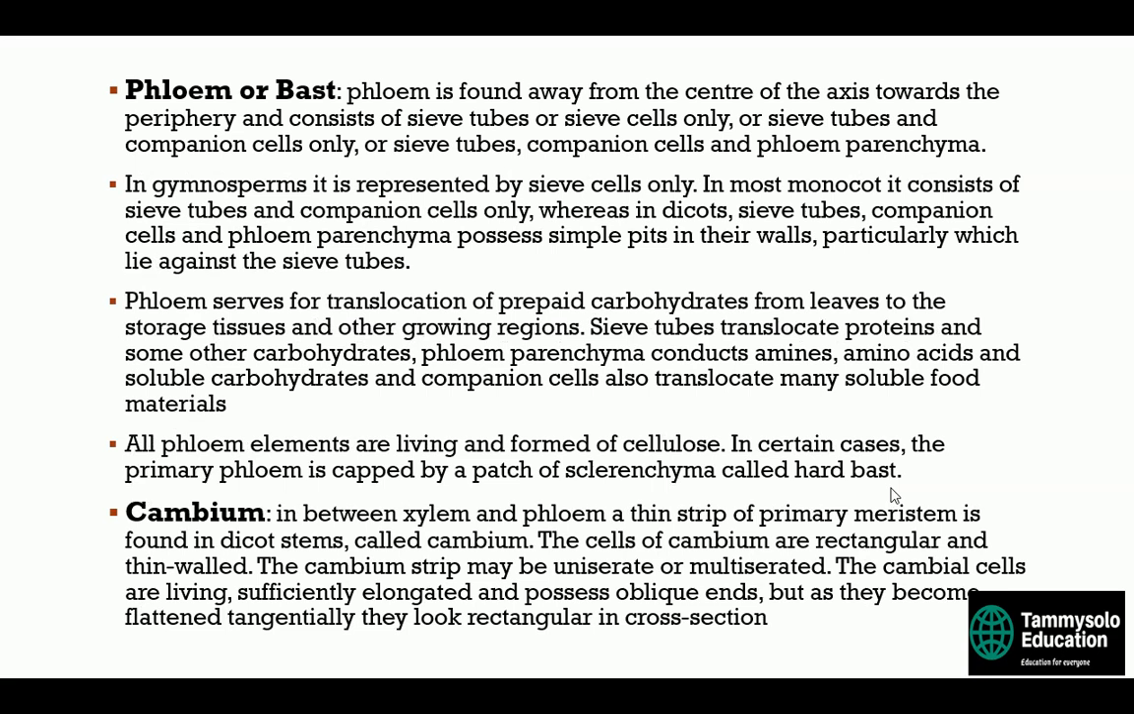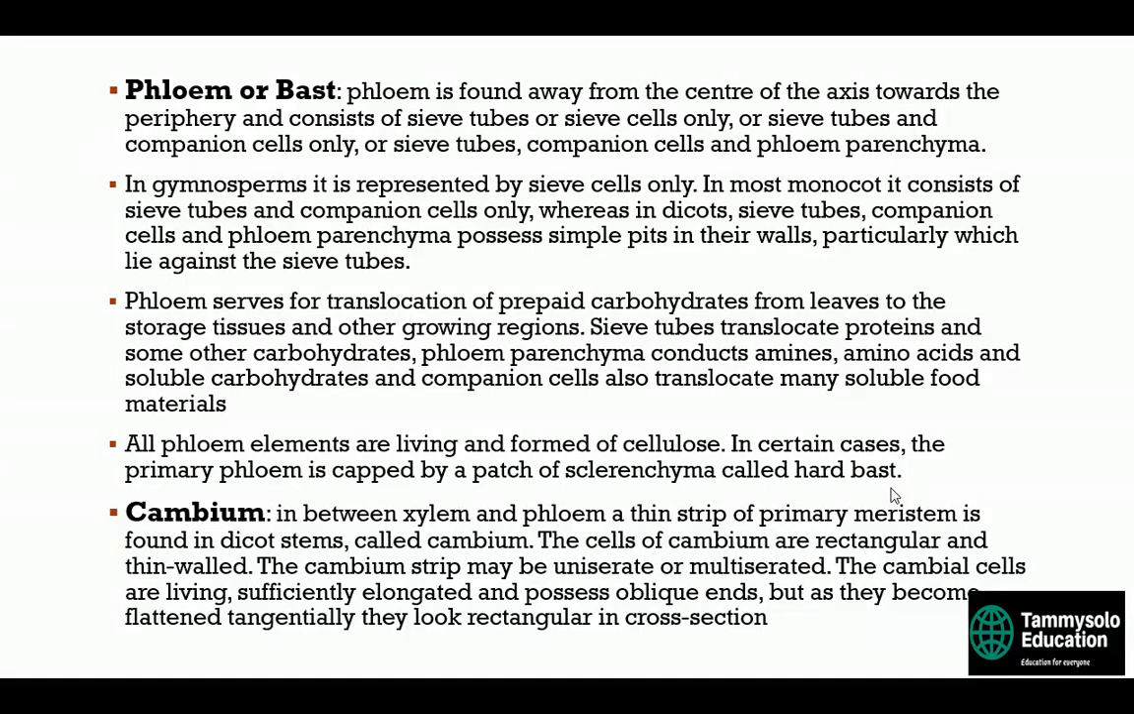Phloem or bast. Phloem is found away from the center of the axis towards the periphery and consists of sieve tubes or sieve elements only, or sieve tubes and companion cells only, or sieve tubes, companion cells, and phloem parenchyma. In gymnosperms, it is represented by sieve cells only. In most monocots, it consists of sieve tubes and companion cells only, whereas in dicots, sieve tubes, companion cells, and phloem parenchyma are present, possessing simple pits in their walls, particularly those which lie against the sieve tubes.